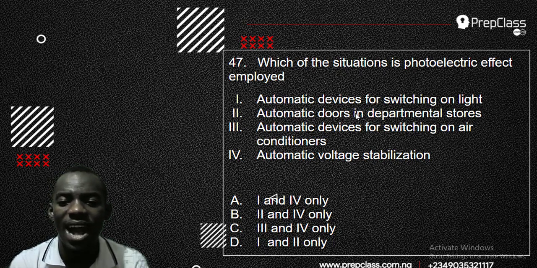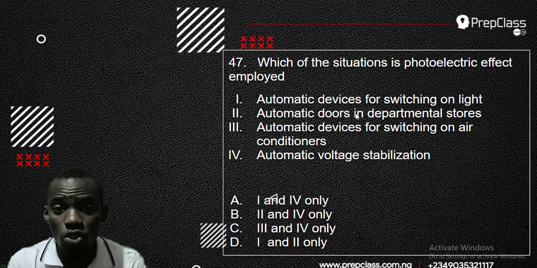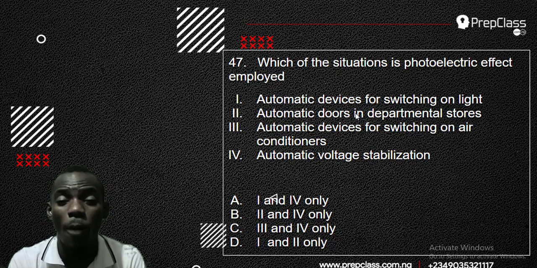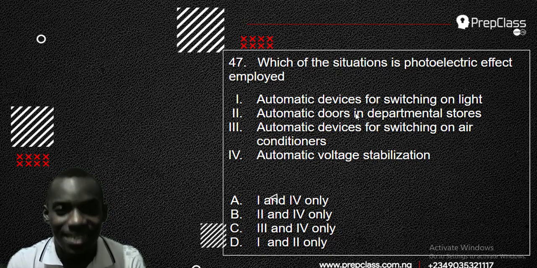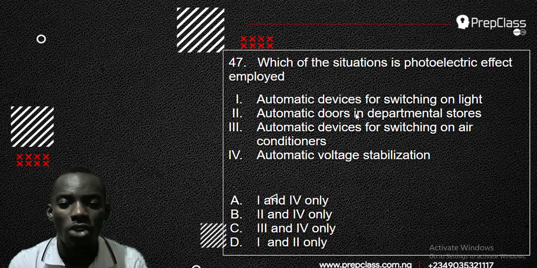One, we have an automatic device for switching on light. Like if NEPA takes light, there are some companies where the light comes up automatically on its own. That is another function of the photoelectric effect. It always has to do with automatic work, okay? But it has to do with some things and not others. So let's take it out. Number 2, we have automatic doors. I said that before. So it opens, okay? Then number 3, we have an automatic device for switching on an air conditioner. Is that true? Then automatic voltage stabilization. Is that true?